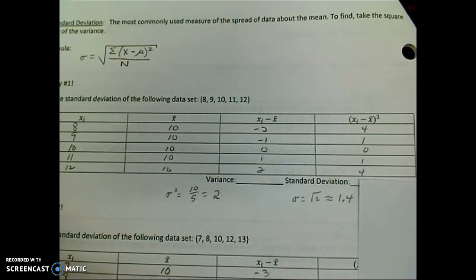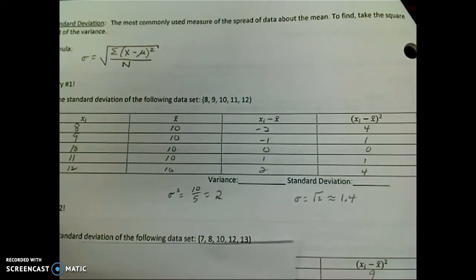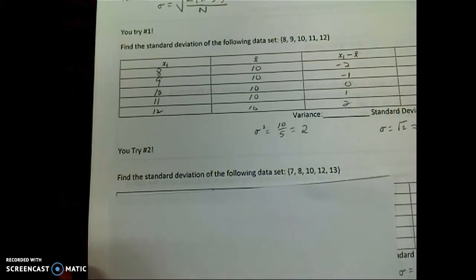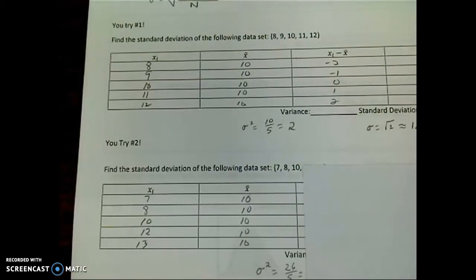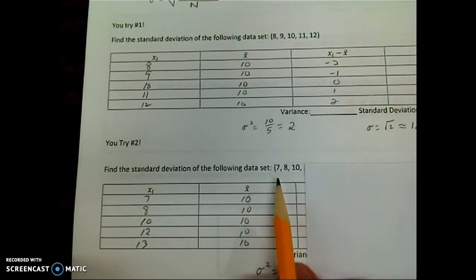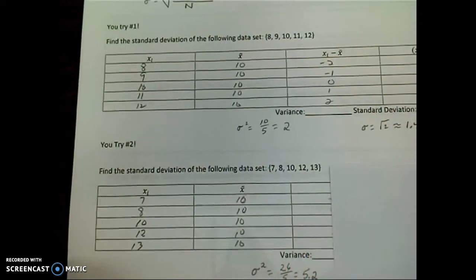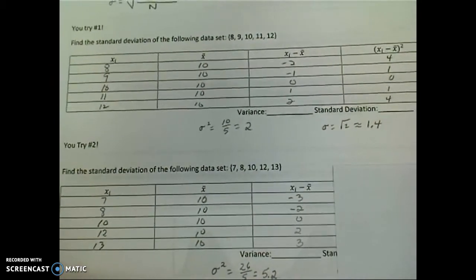Go ahead and repeat that process with You Try number 2, the standard deviation of this data set, and come back and we'll check your work together. So as you calculated the average, you found that the average of this data set was also 10. But you notice that the values are a little more spread out away from the mean. What does that look like when we do these calculations?